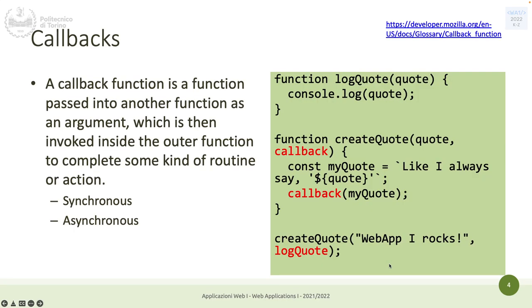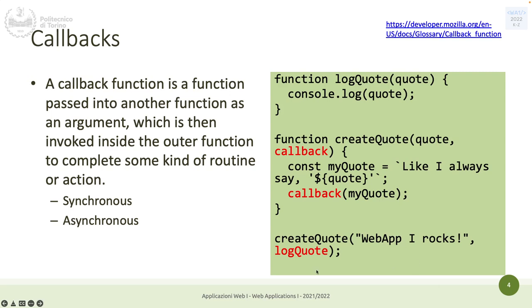So first of all, callbacks. Callbacks are functions, like the function that we use for the sort. The function passed as an argument is a callback. Specifically, it is a function passed to another function as an argument, which is then invoked inside the other function to complete some kind of work, some kind of action. And these callbacks could be either synchronous or asynchronous. In the case of sort, they are synchronous. So they are executed in order and stop the execution of the program until the function is complete. So the sort stops the execution of the program until the sort is completed.